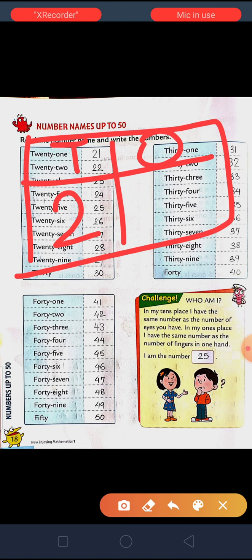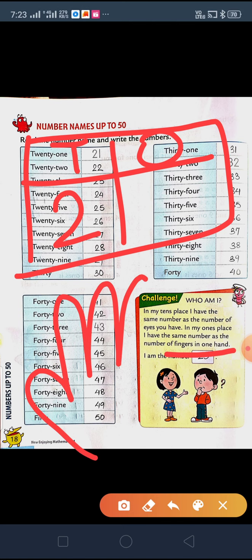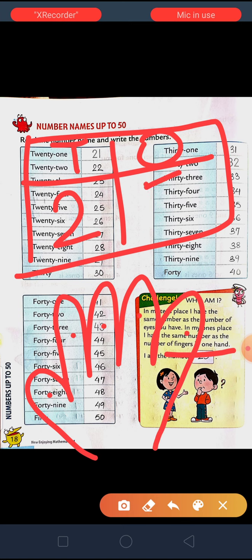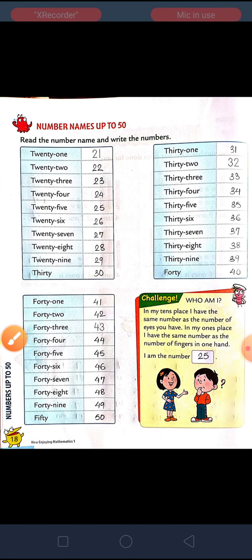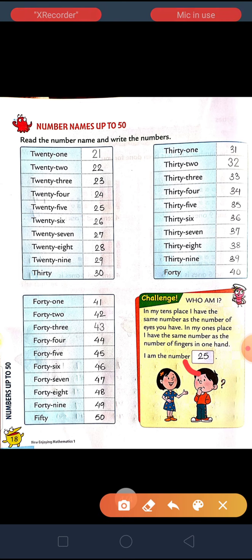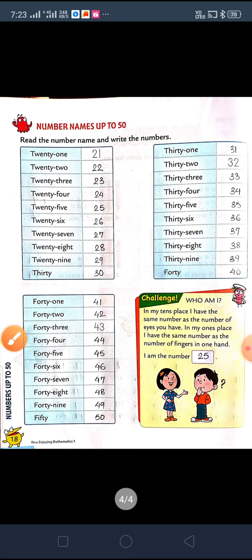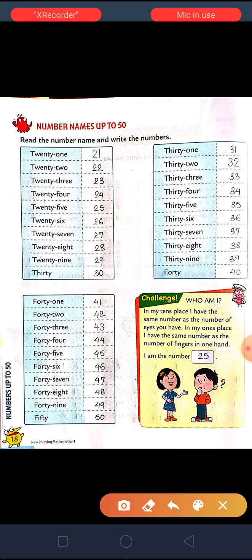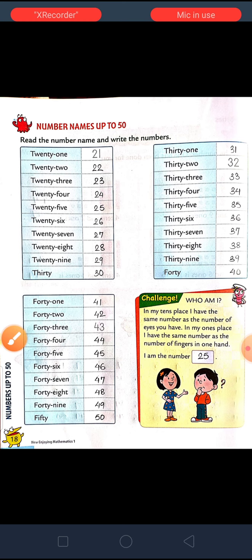In my ones place I have the same number as the number of fingers in one hand. So in one hand how many fingers do you have? We have total 1, 2, 3, 4, 5 fingers. So here which is this number? I am the number 25. This was very easy. If you read it again you will come to understand what is given in this challenge. So here I complete this part.